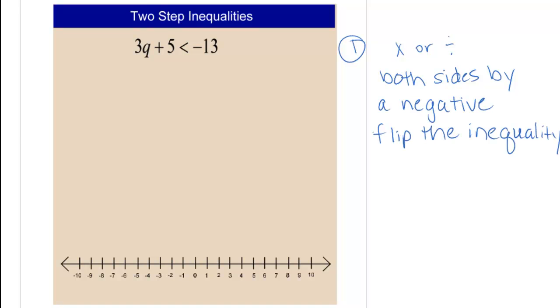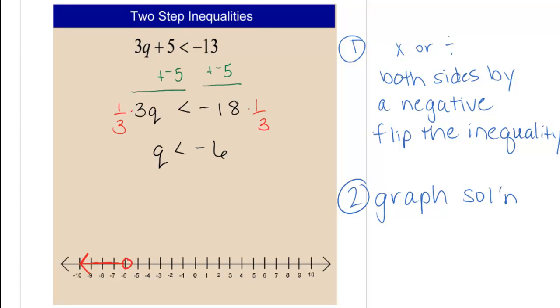And what's the other thing that we need to do that's a little different than what we were doing with equations? You're going to be graphing the solution, right? That's my abbreviation for solution. Okay, so let's start with this two-step inequality as a review. Go ahead and solve this inequality and graph it.